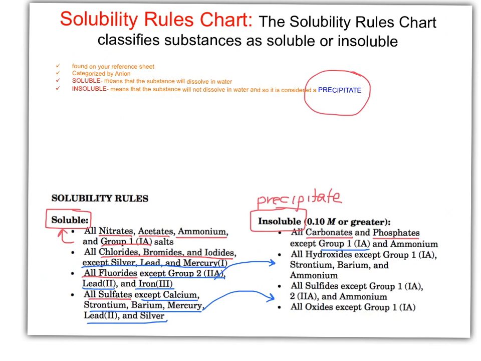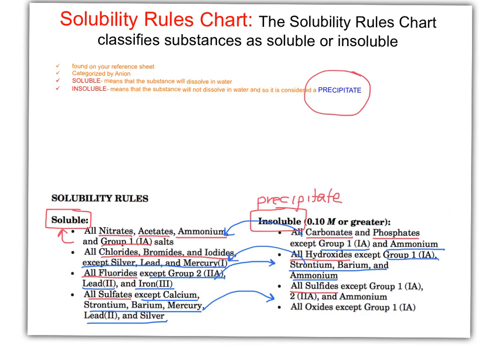If a group 1A or the ammonium ion is connected to a carbonate or a phosphate, then it pushes it as soluble. Normally, hydroxides are insoluble, but group 1A, strontium, barium, and ammonium attached to a hydroxide would make it soluble.